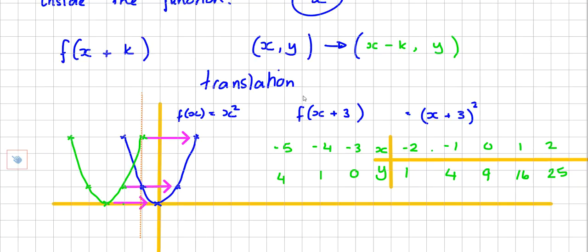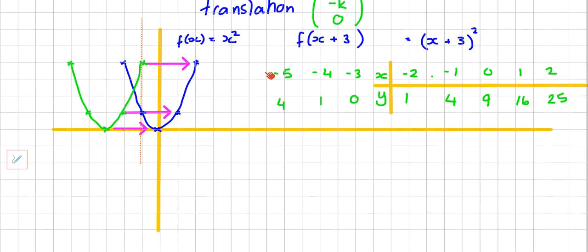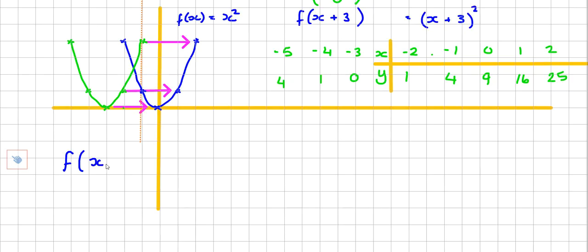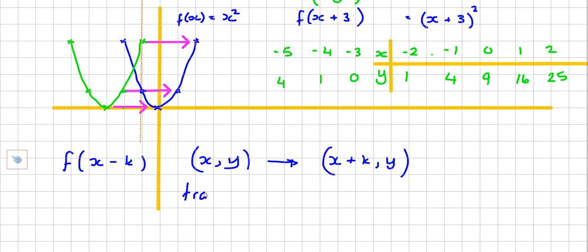Okay, so I actually have a translation. What would be the vector for the translation? Minus k, 0. Okay. Alright. So if I then look at the other one, if I said to you, what does f of x minus k do? So x, y, the new coordinates would be x plus k, y. And it's a translation. What's the vector again? k, 0. Alright.